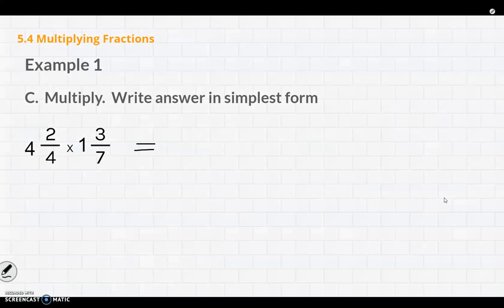Just a quick review to change a mixed number into an improper fraction. You are going to multiply the denominator with the whole number piece, and then you're going to add on the numerator. So 4 times 4 is 16, plus 2 is 18, and our denominator will stay the same. So we're still going to keep 4 as our denominator. And that's multiplied by, again, we're going to do the same thing, 7 times 1, and then add the 3. So 7 times 1 is 7, plus 3 is 10. Again, we keep the same denominator, and that denominator was 7.